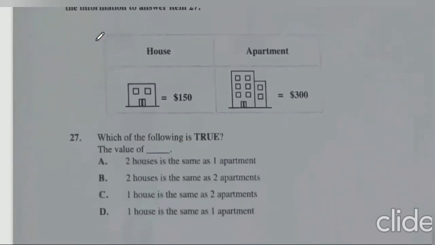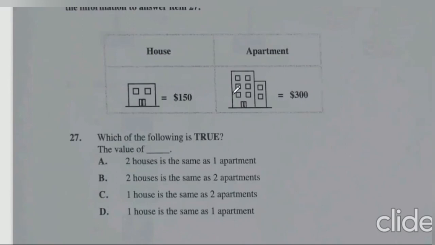All right. The table below shows the value of a house and an apartment taken from a game. Use the information to answer item 27. So we have the house, its value is $150. The apartment is $300. Which of the following is true? The value of A, 2 houses is the same as 1 apartment. 2 times 150 is 300. That is definitely true.